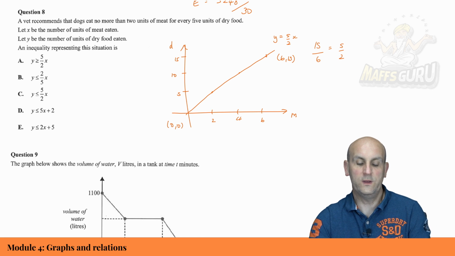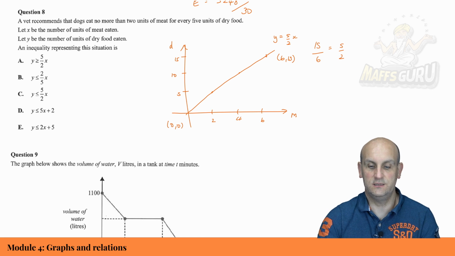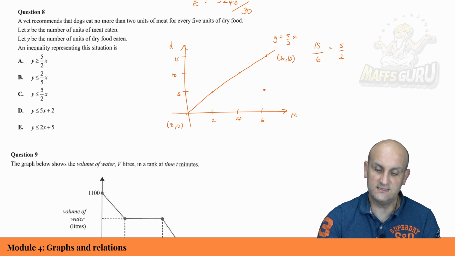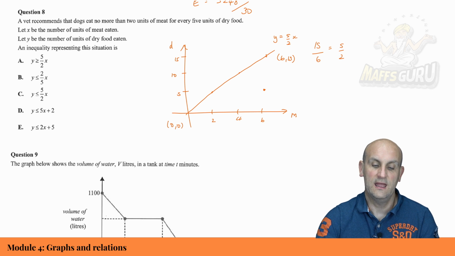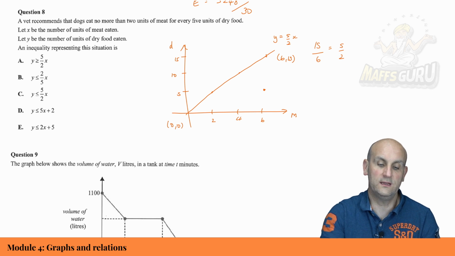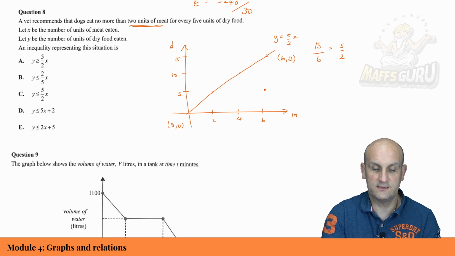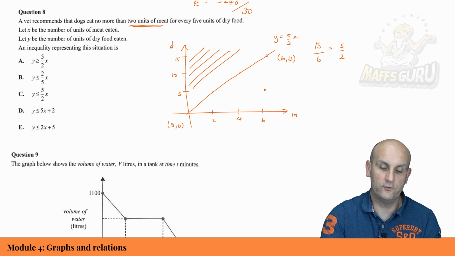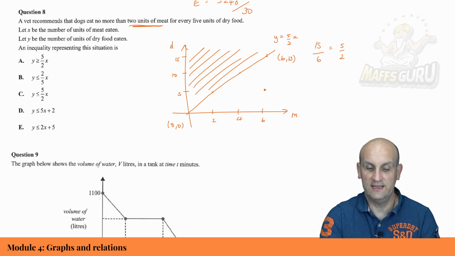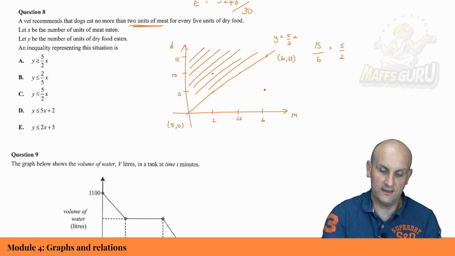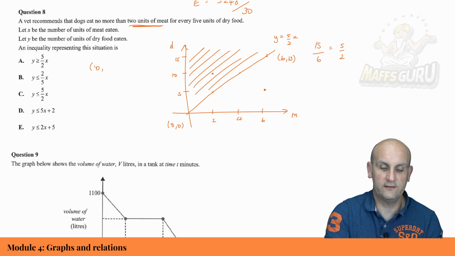Now, to work out which section of the graph we actually need to use, I just test a point. I've tested this point here, and that says 6 meat and 5 dog food. Now, looking at this, if I have 2 units of meat, then basically I can't have 5 units of dry food. So the area I'm looking for to be shaded is here. Again, I tend to just choose a point, and I say, well, okay, I've got the point 2, 10.